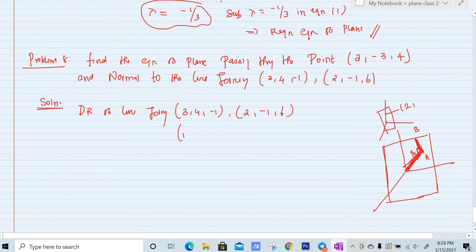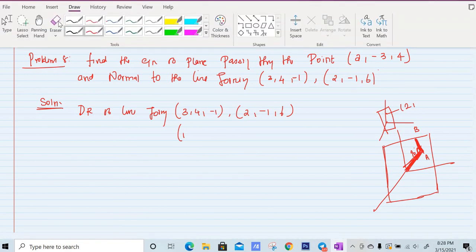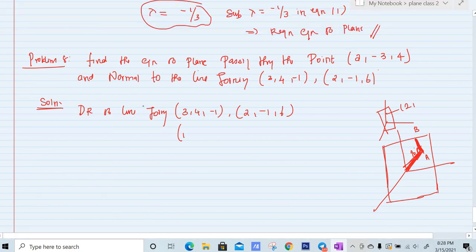Okay, the question is correct. First we will find the direction ratios of the line joining these 2 points. So it is nothing but the difference of these two terms, right? So it will be 3 minus 2, 4 minus minus 1, minus 1 minus 6. It will be 1, 5 and minus 7. So these are the direction ratios for the line joining these points, right?